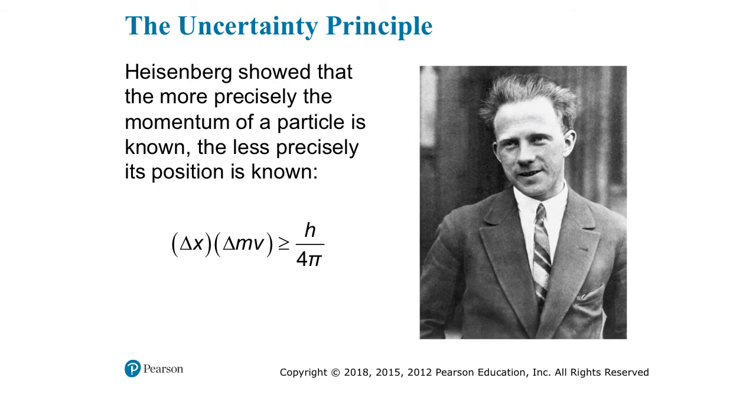Now the uncertainty principle helps us understand how uncertain we can be of a particle's simultaneous momentum and position. So this equation is showing us that matter has a fundamental limitation: the product of the uncertainty in momentum, delta mv, and the uncertainty in the position of the electron has to be at least greater than h divided by 4 pi.